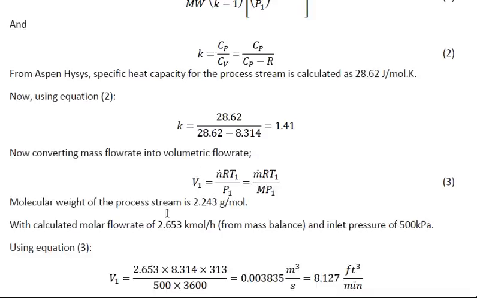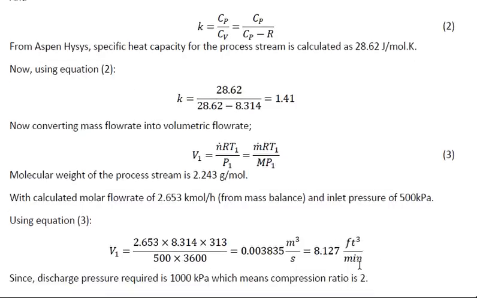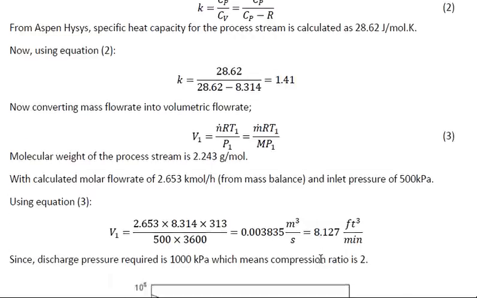We know the molecular weight of the process stream is 2.243 gram per mole, and we know the temperature and pressure conditions. Using these values, we can determine the inlet volumetric flow rate. We can convert the units so that we can find the right type of compressor. The required discharge pressure is 1000 kilopascal, which means the compression ratio will be 2, because the inlet pressure was 500 kilopascal.